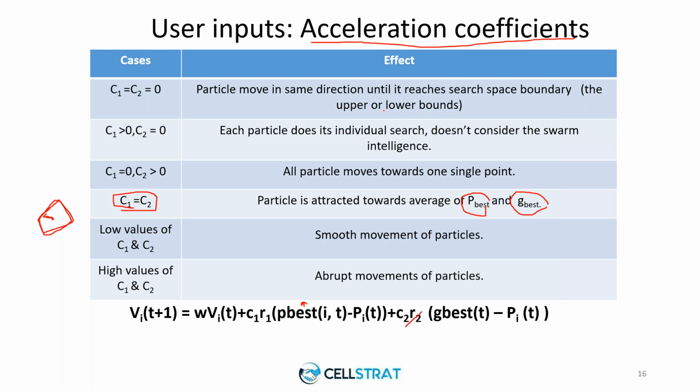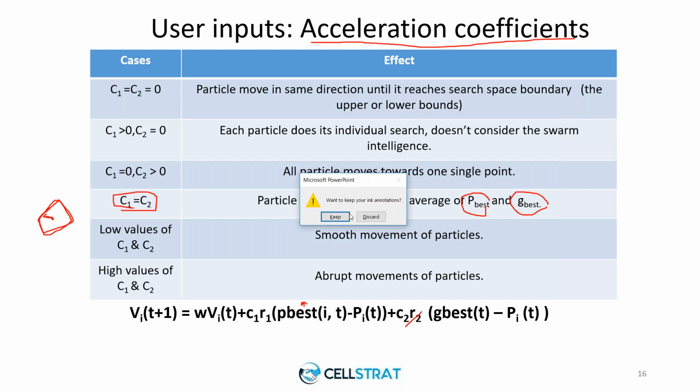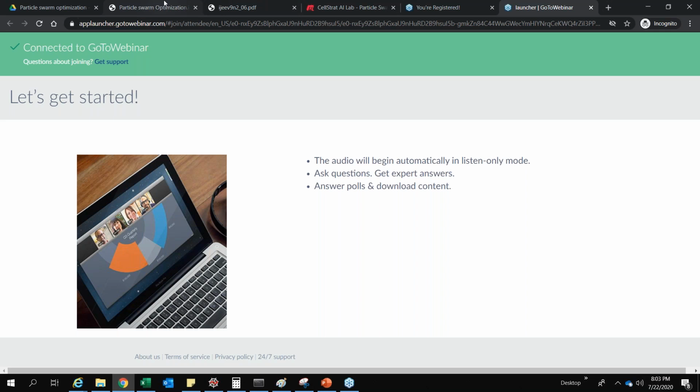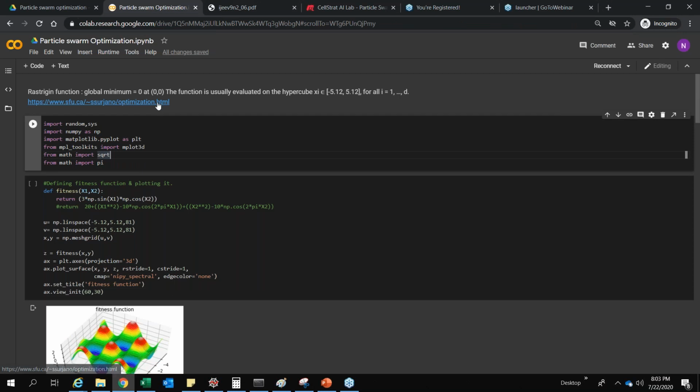Okay, yeah. So before we move on to the advantages, I would like to go to the code demo. In this we'll be optimizing a function known as the Rastrigin function.